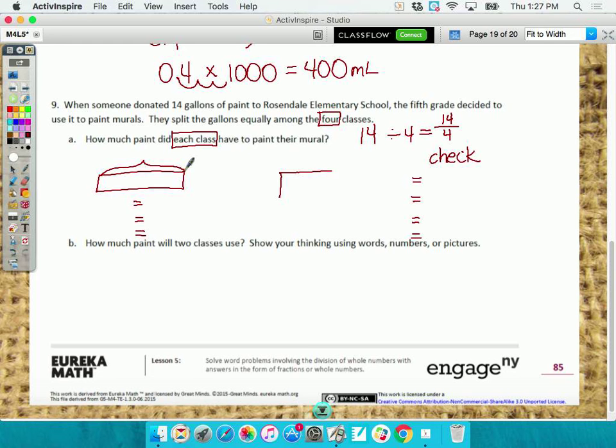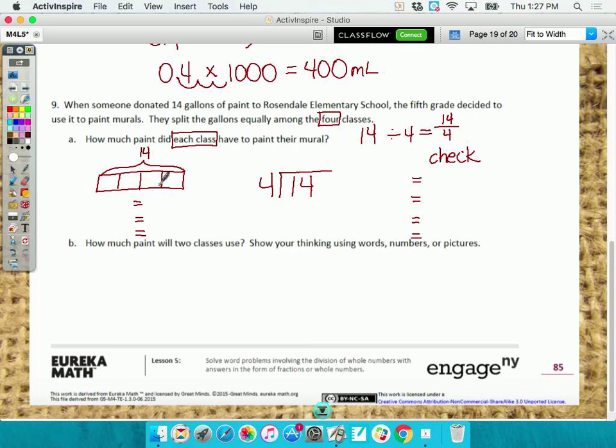And I'm going to ask Christian. Which number goes on top of the tape diagram? 14. Very good. And which number goes in the doghouse, Channing? 14. Good. So we're dividing 14 by 4. Which is 3. Okay, now wait a minute.